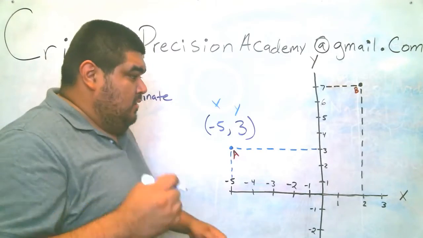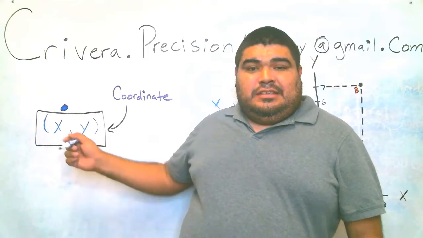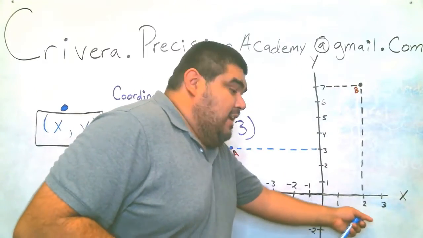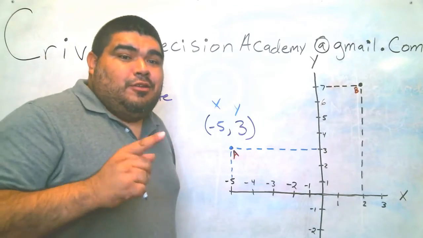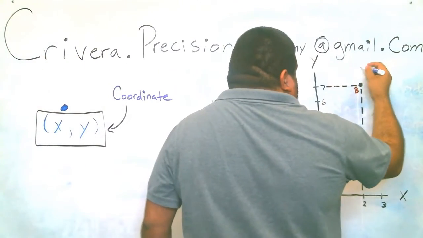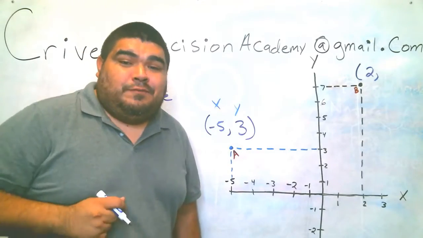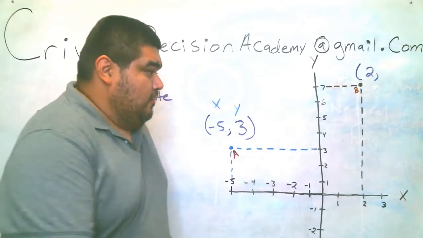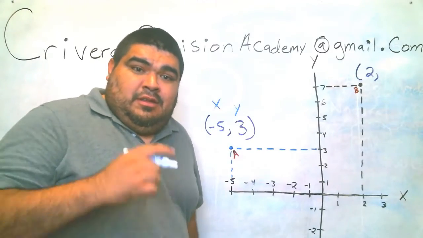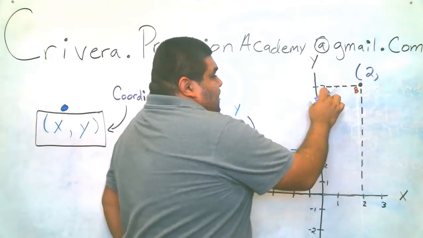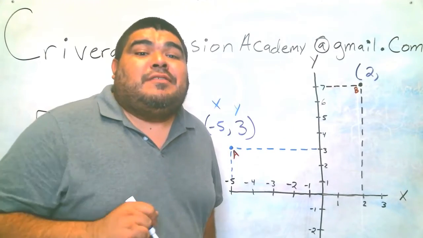So notice that again, x-axis goes first. Remember, x-axis goes first. X-axis is +2, right? Good. So it's +2, comma. Now we have to find the y-axis. Remember, y-axis is the up and down. So notice that it's on 7. So we can write a 7 in for our y.